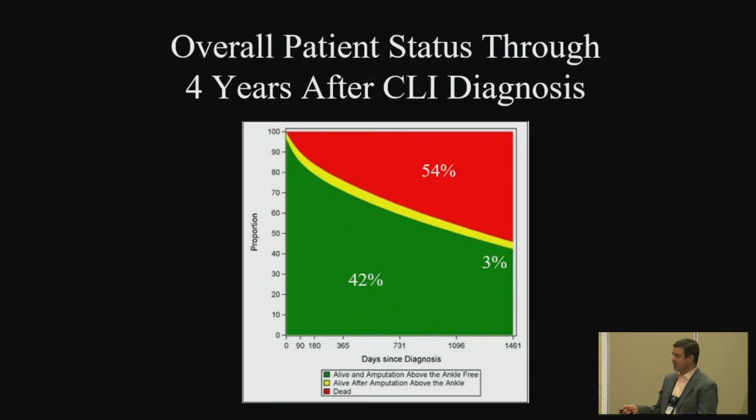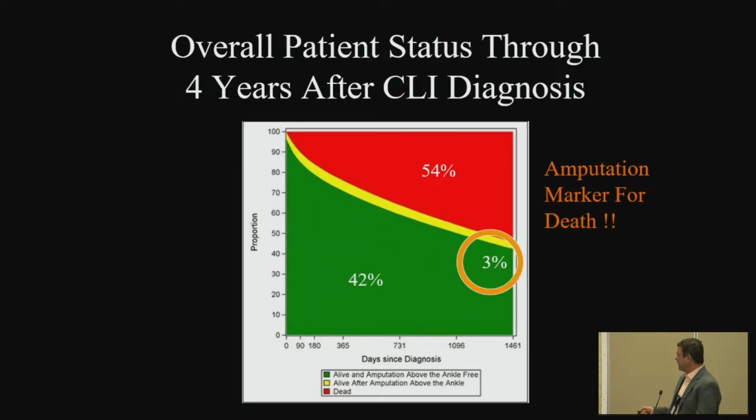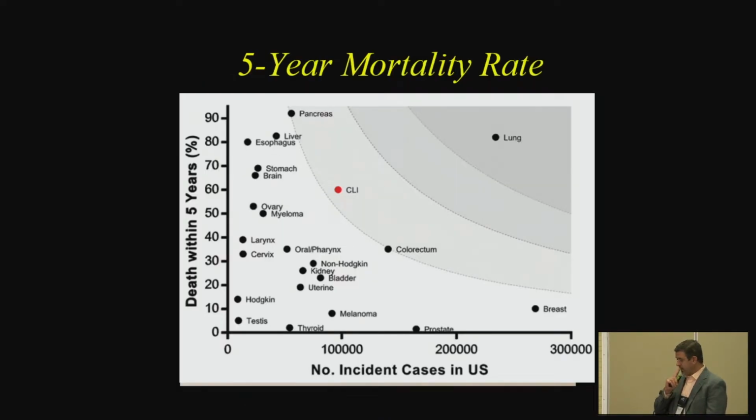In a Medicare data set that looked at patients with critical limb disease, after 4 years, 42% were alive and still had a leg. 3% were alive and lost their leg, and 54% were gone. And amputation is a marker for death. So if you have to have that surgery, it's a higher chance that you're not going to be surviving at 4 years. When we look at a 5-year mortality rate of all the most common known cancers, and we have lung cancer here, where it's very prevalent and is very lethal.